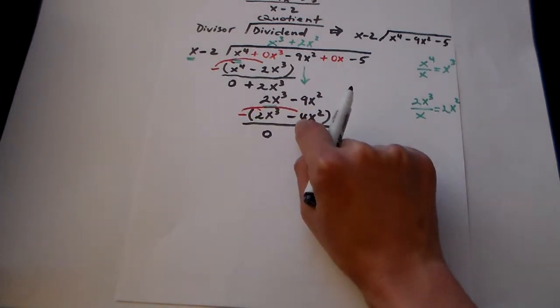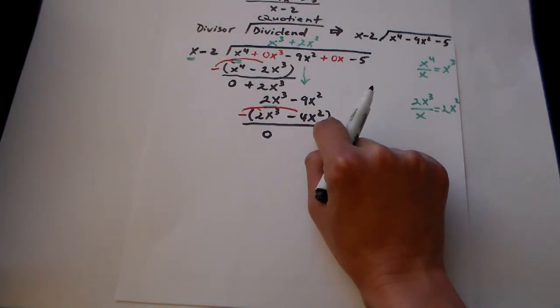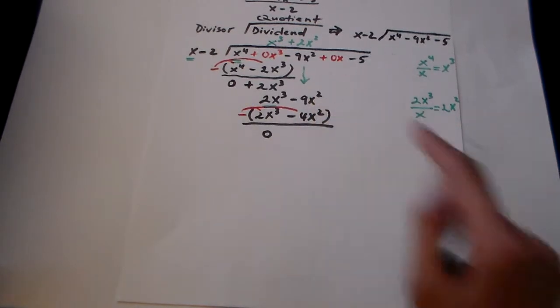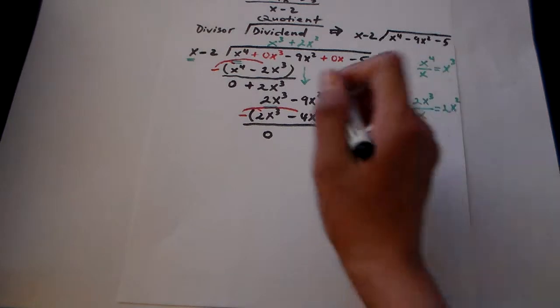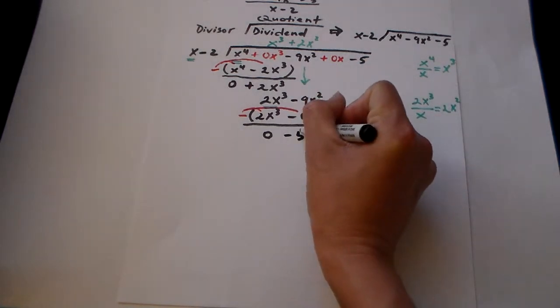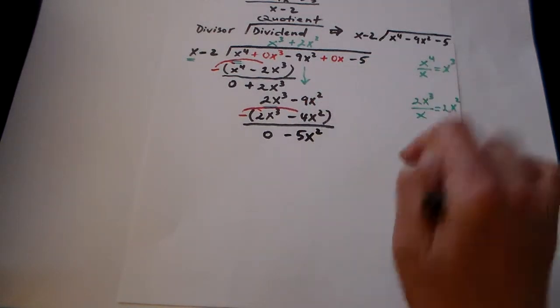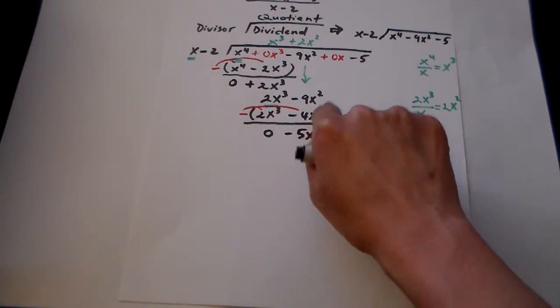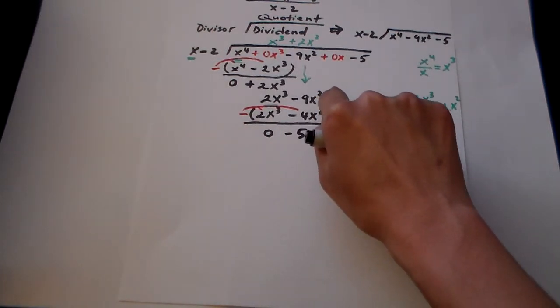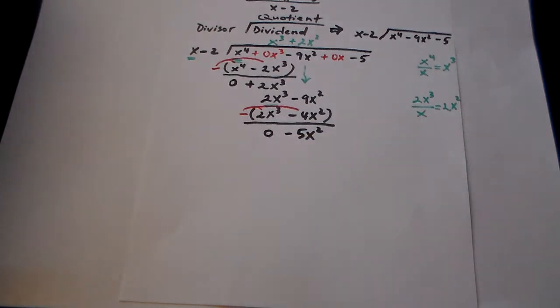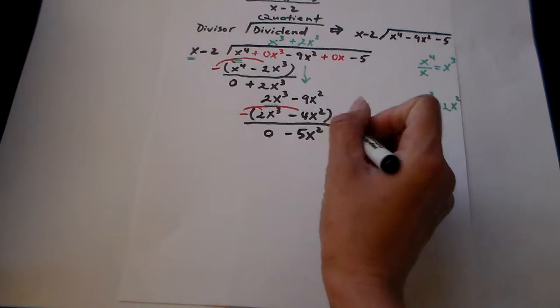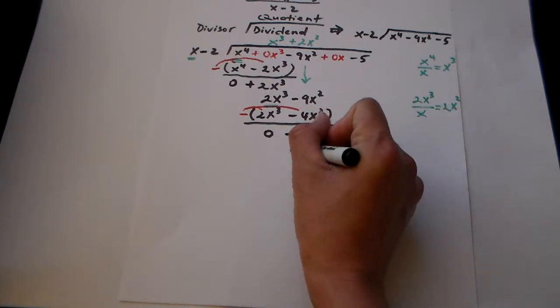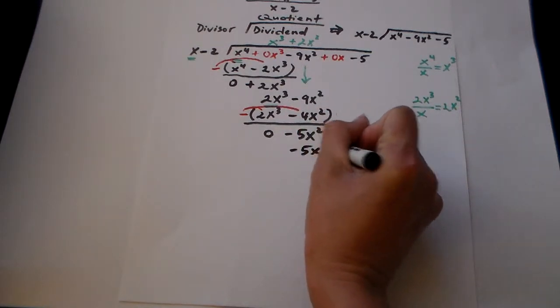Take negative, distribute to negative 4x squared. You would get positive 4x squared, subtract 9x squared is negative 5x squared. So one more time, negative times negative is positive 4x squared. Subtract 9x squared is negative 5x squared. Okay? And now simplify 0 minus 5x squared is negative 5x squared.